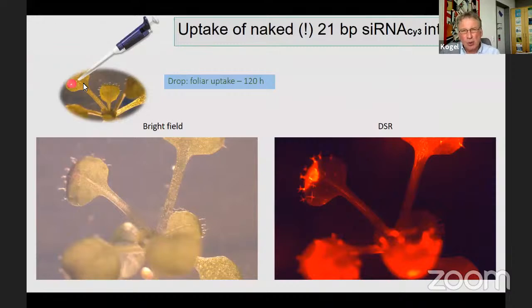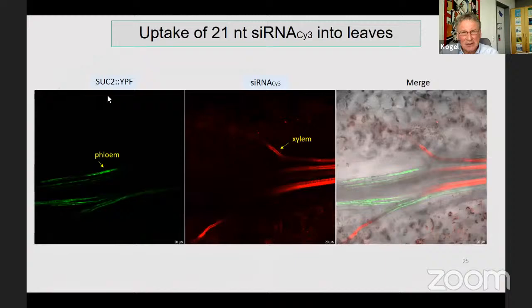The same is true if we apply it just by spraying or pipetting on leaves. Again, Arabidopsis that were drop treated with double-stranded RNA. Again, the 21 nucleotide Cy3. And then you can see again in the reporter plant the phloem and the RNA in the xylem, and the merge indicates or suggests or proves that there is only accumulation in the xylem.